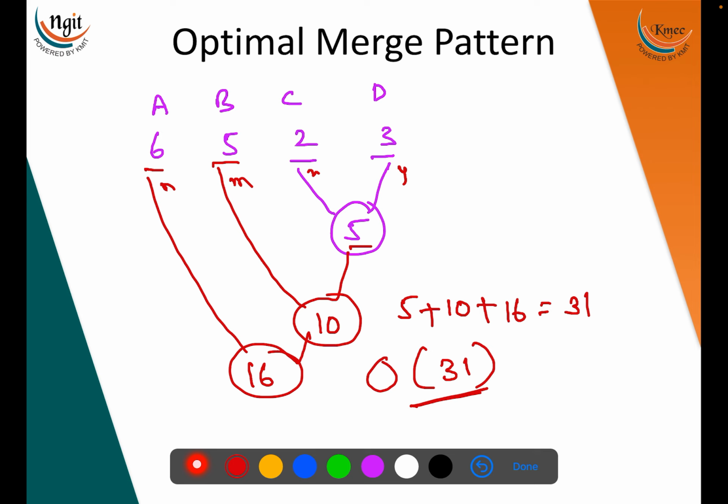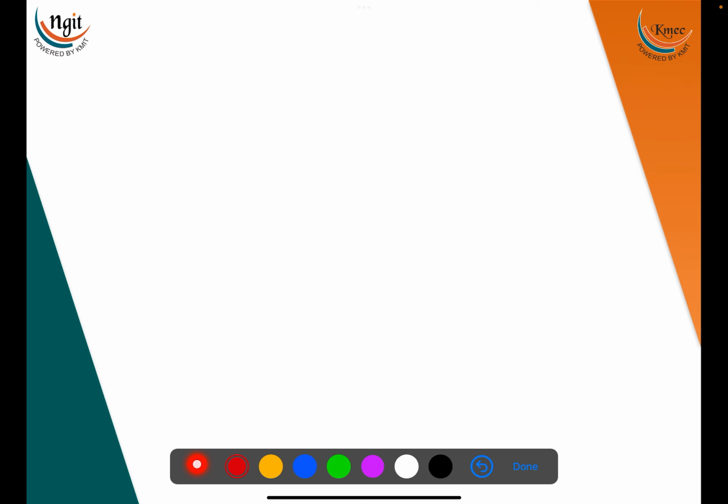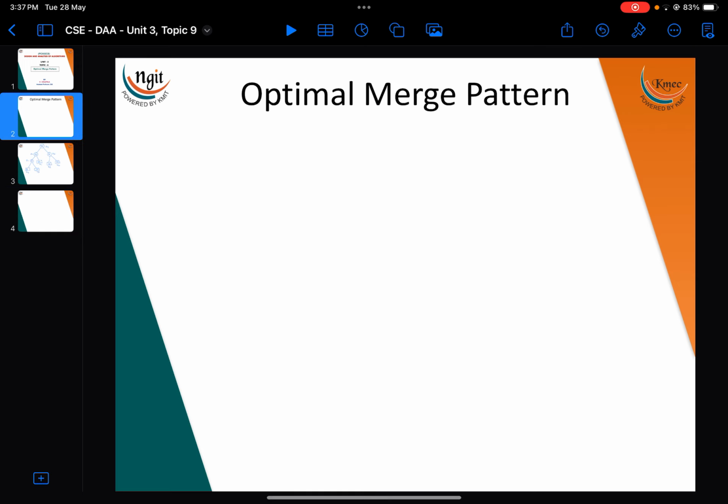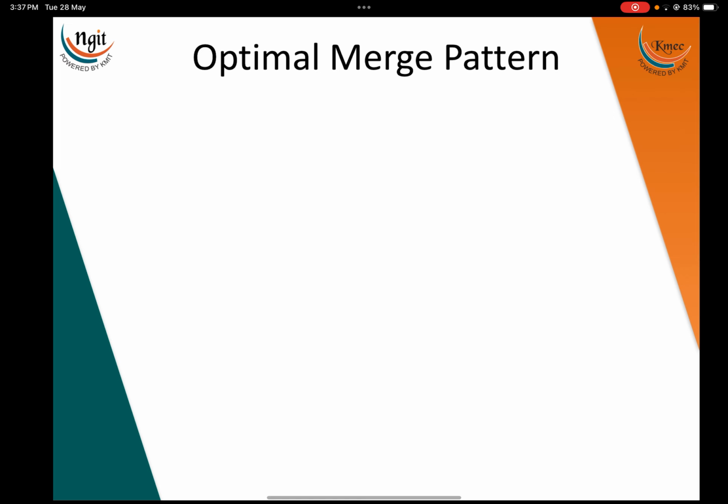In two-way merge pattern, the name itself tells that it is two-way merge pattern. In the same way, you can also have three-way merge pattern, and you can also have four-way merge pattern. That means performing a merge operation between two files is called two-way merge pattern. Performing a merging operation between three files is three-way merge pattern. Likewise, n-way merge pattern.